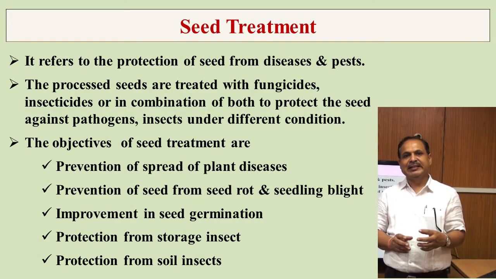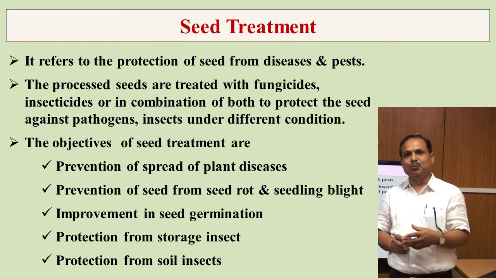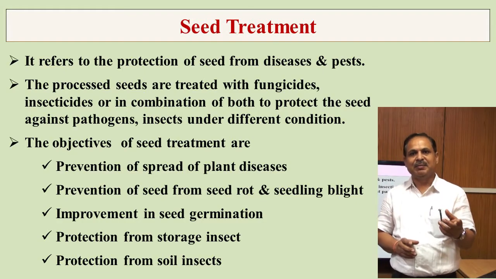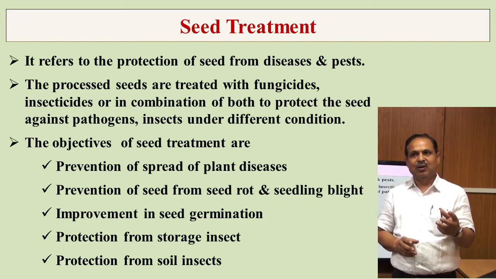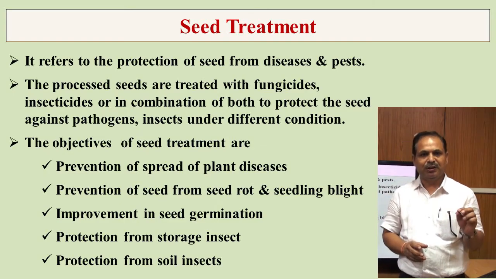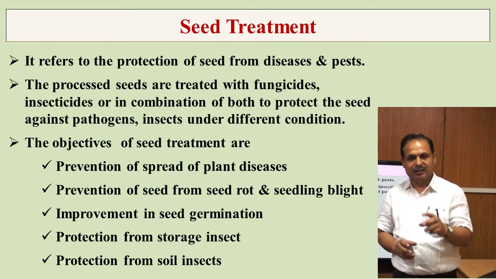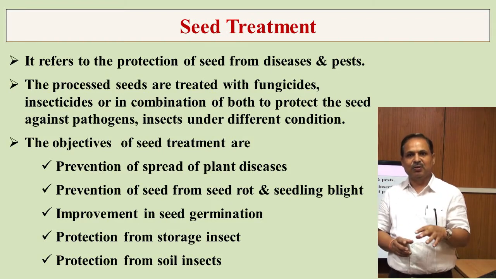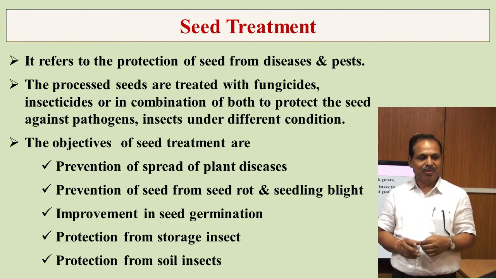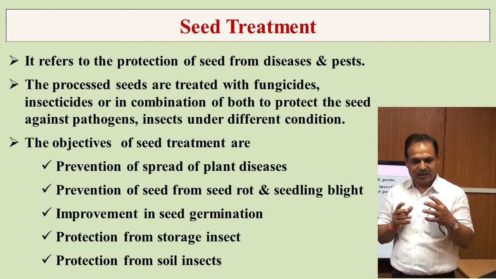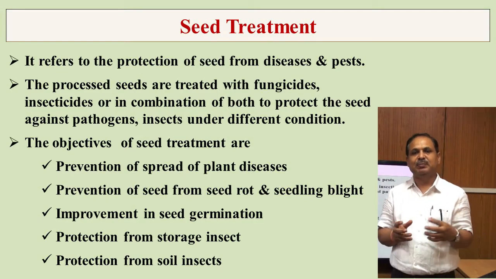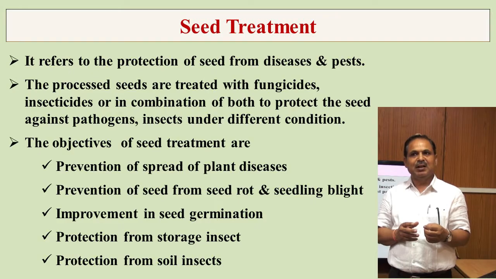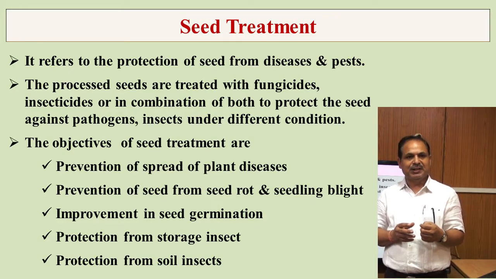We know plant diseases are spread in two ways, systemic disease and non-systemic disease. We know very well that systemic diseases are those which infect the plants during the flowering time, and in non-systemic disease the plants are infected later on. So we protect against the spread of this disease by using seed treatment with fungicides.